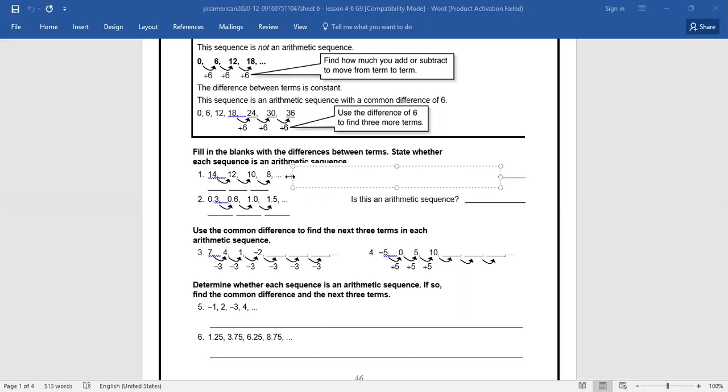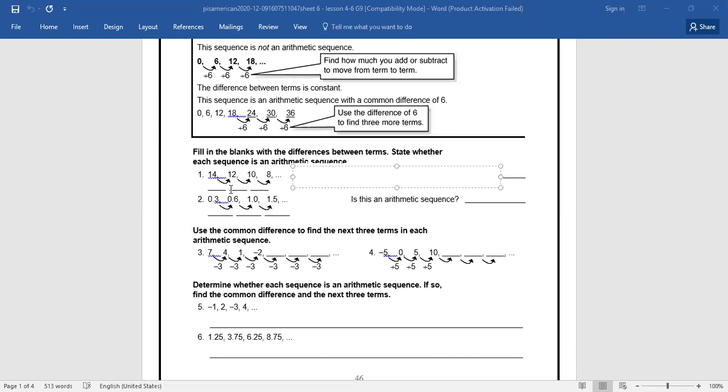Then we have to check the first term and then the pattern. If the first number is smaller than the second, every time we are going to add. If the first number is greater than the second, every time we are going to subtract. Okay, go on, Debolina. The difference between them is 2. So every time I'm going to add 2 or subtract 2? Subtract 2.